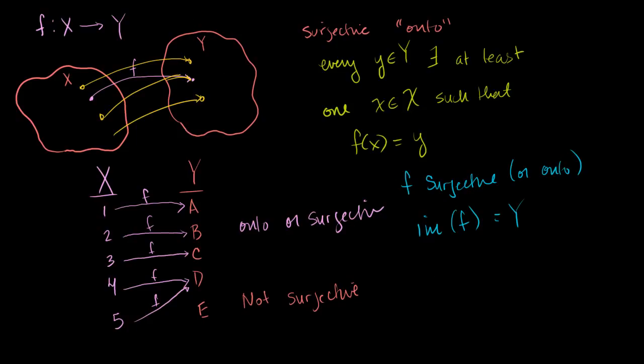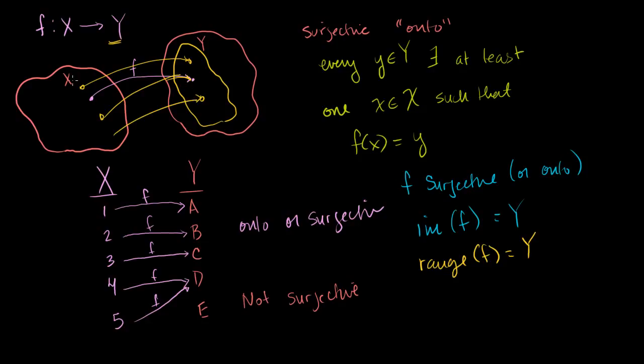And actually another word for image is range. You could also say that your range of f is equal to y. Remember, the distinction I drew when we first talked about functions, the distinction between a codomain and a range: a codomain is a set that you can map to. You don't have to map to everything. The range is a subset of your codomain that you actually do map to.